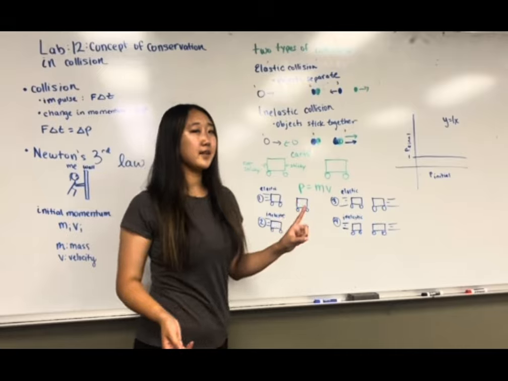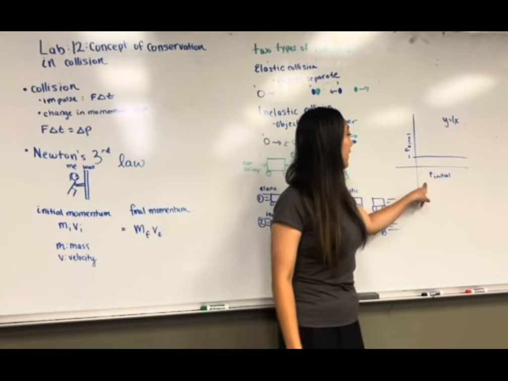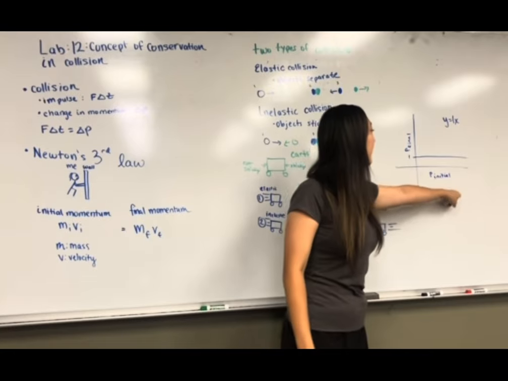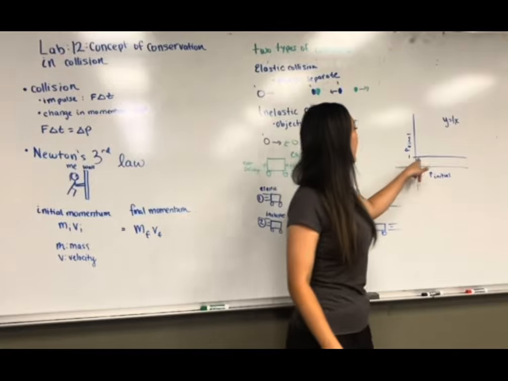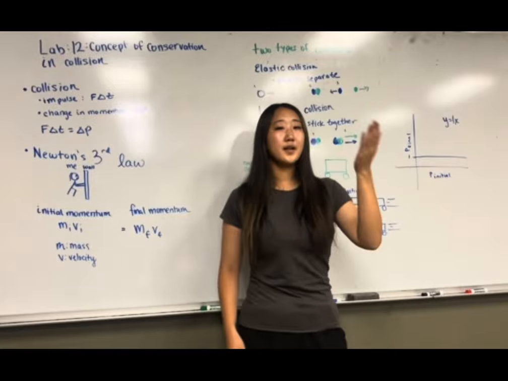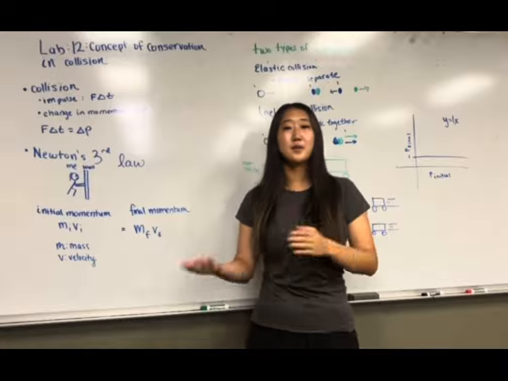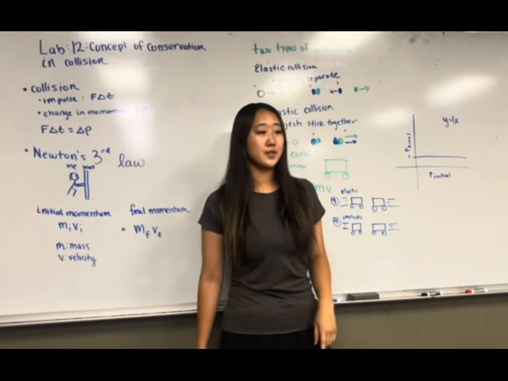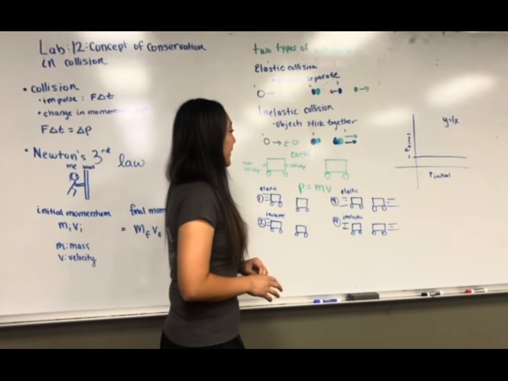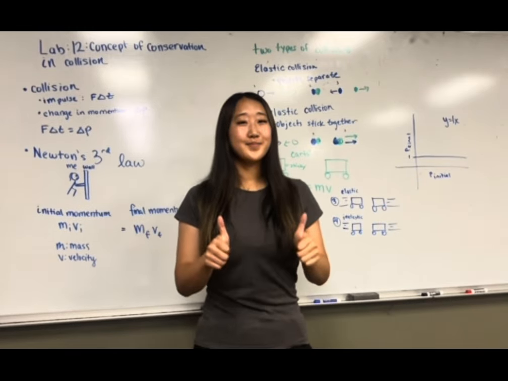And our theory is that if we were to graph the momentum before and the momentum after, we should get a slope of 1 because a number divided by the same number should equal 1, such as 3 divided by 3 should equal 1, 4 divided by 4 should equal 1. So yeah, let's see if it works.